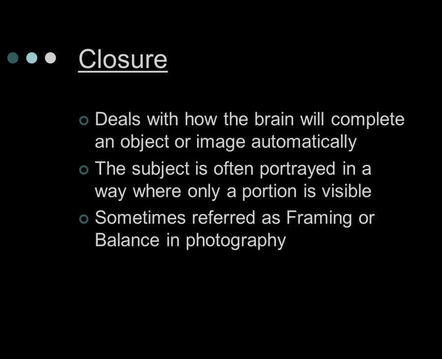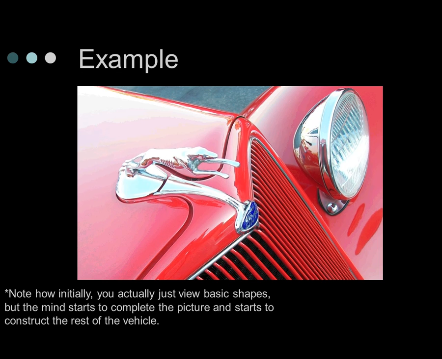Next theory we will cover is closure. This theory deals with how the brain will complete an object or image automatically. The subject is often portrayed in a way where only a portion is visible. This is sometimes referred to as framing or balancing in photography.